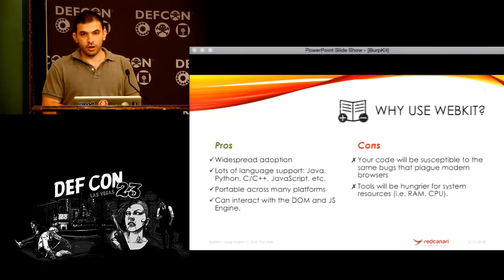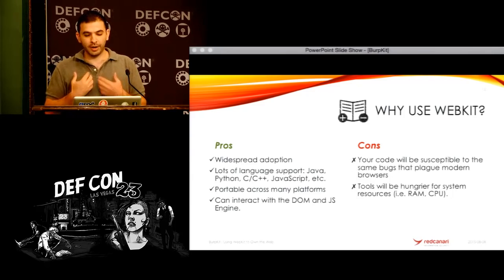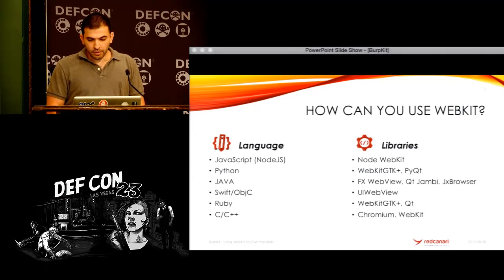The cons are that you're going to be susceptible to the same bugs that affect the WebKit libraries. So if somebody finds a use after free, your tool is probably going to be susceptible to that same thing. It's also hungrier for system resources. That's expected, because you have a whole bunch of stuff going on to render the page, execute the JavaScript, etc. But those two cons didn't really drive me away from WebKit. I mean, okay, so what? The code is susceptible to bugs, but I'm assessing client websites, and unless they want to exploit me, I'm not really worried.